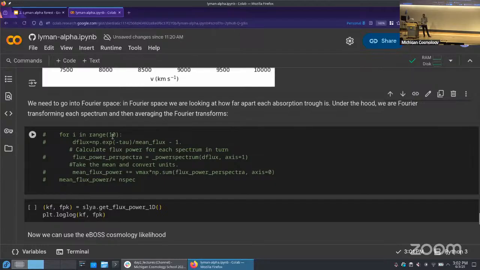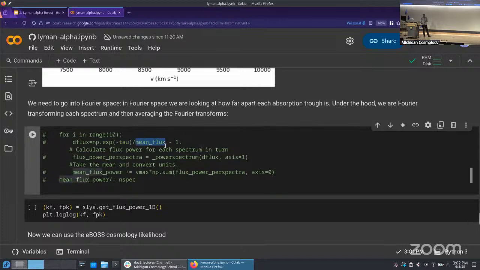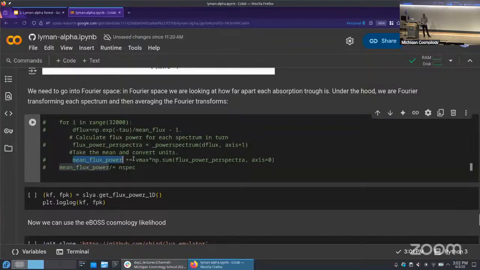So this is what we do. This is how we compute the flux power spectrum. This is the same thing that I put on the slide. This is the code that works out the flux power spectrum. I work out the overdensity. This is the flux here, the exponent of the optical depth. This is the mean. So this is a delta, a dimensionless delta. I work out the power spectrum for every single spectrum in turn, and then I average them, which is this, and I make sure I convert the units properly.